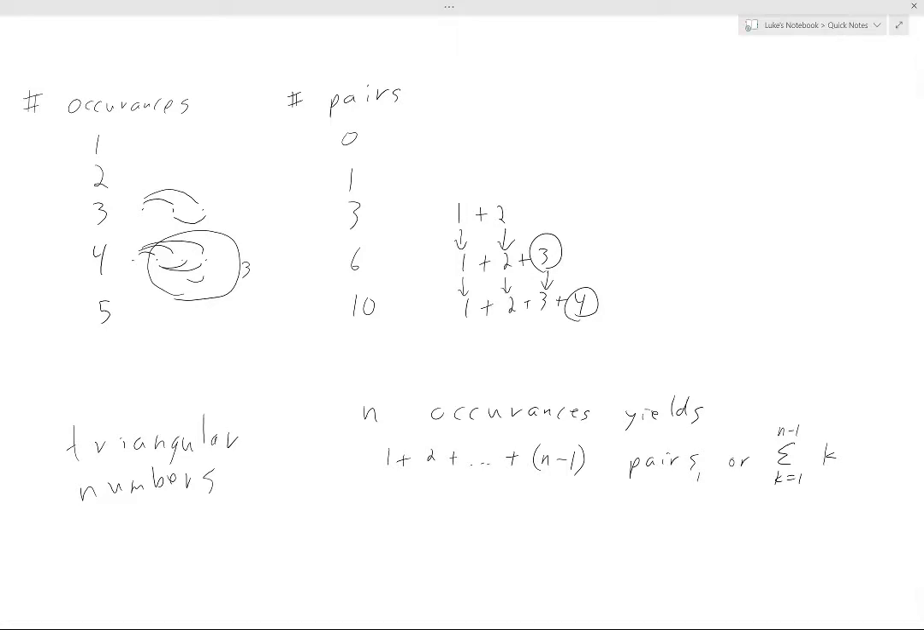And there is a formula for this. Maybe you've seen this, but you don't have to have seen this, especially not for this problem. The formula, this sum is equal to n minus 1 times n over 2. All right, so we now have a formula for, given the number of occurrences of a substring, how many pairs of anagrams do we get?